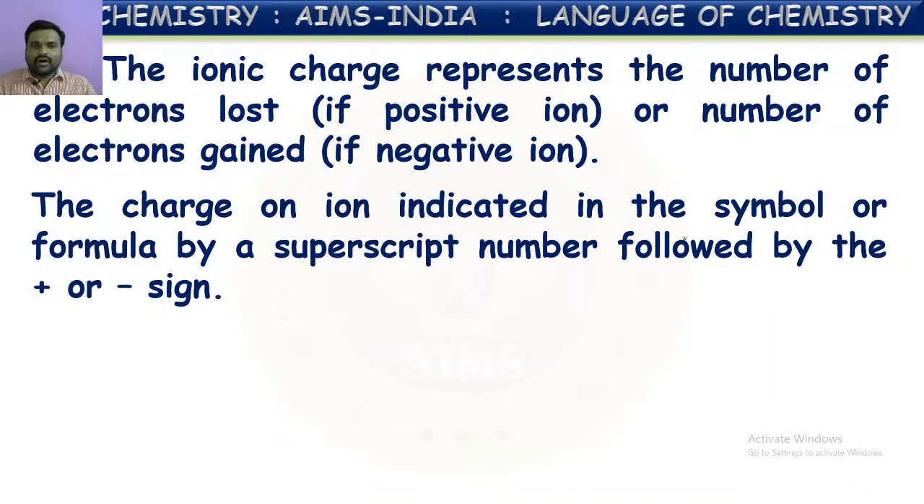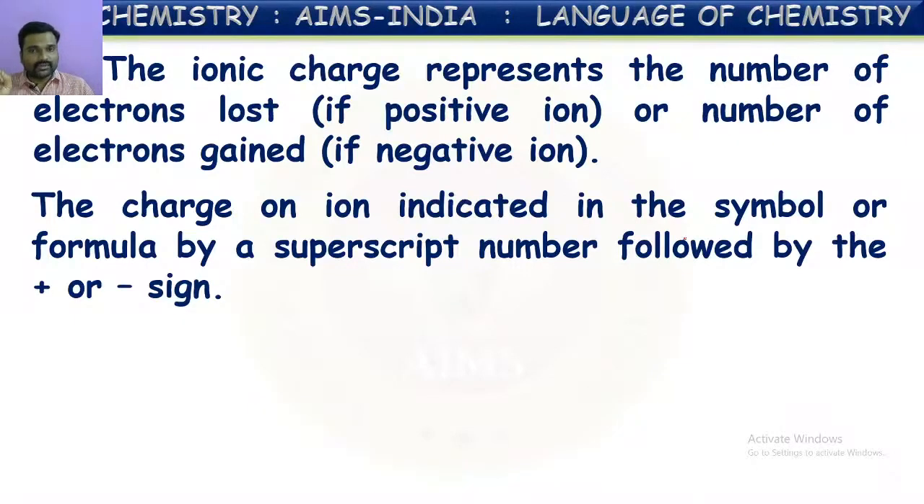The charge on an ion is indicated in the symbol or formula by a superscript number followed by either a positive or negative sign. So, by the loss or gain of electrons, atoms or elements form ions. These ions are represented with a number in the superscript, which represents the number of electrons lost or gained. Along with that number, we represent either a positive or negative symbol. This symbol represents either loss or gain.